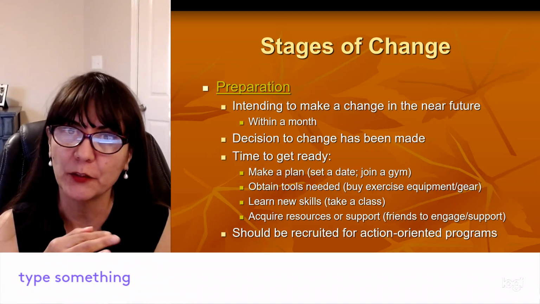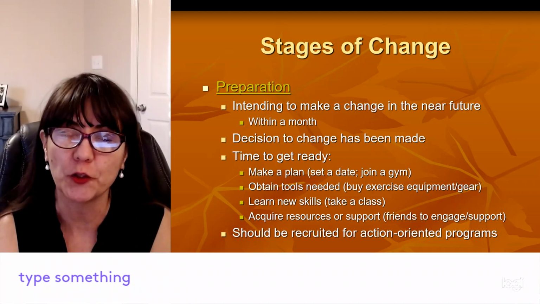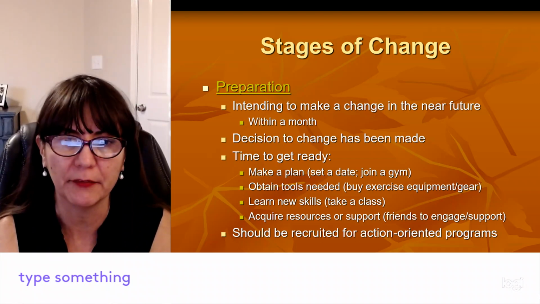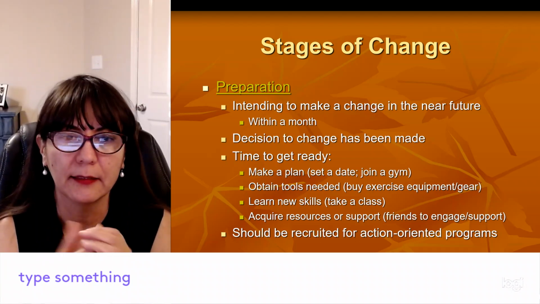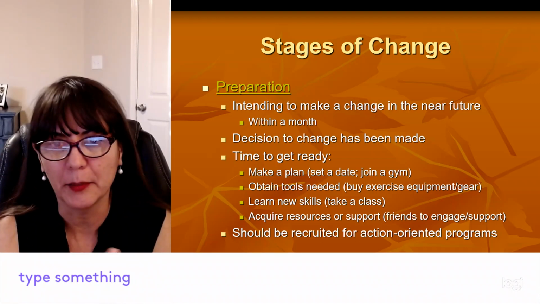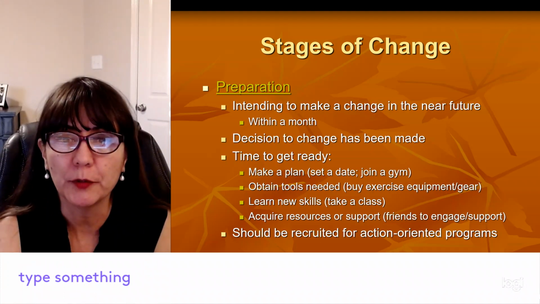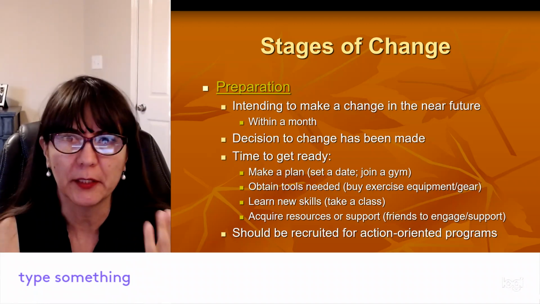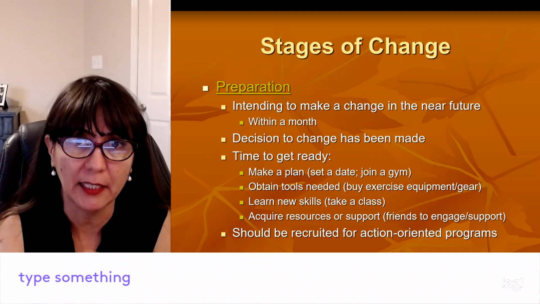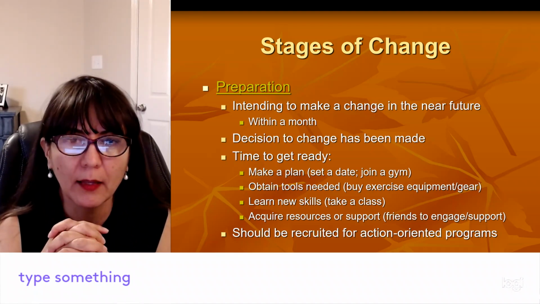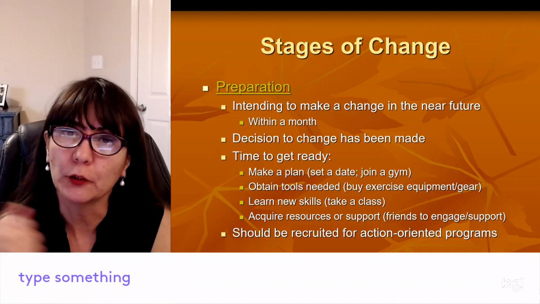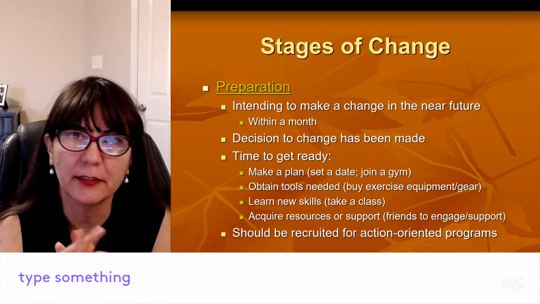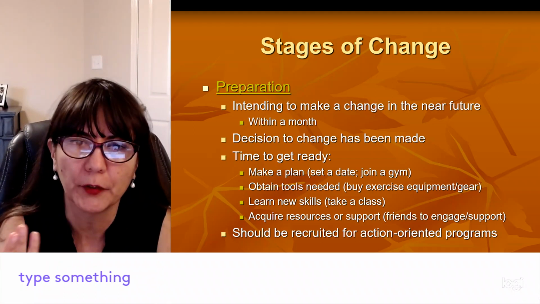So the person might set a date to start their behavior change, and then they might do something like join a gym or buy some equipment to help them engage in healthier behavior or physical activity. That's the example in this particular case. They obtain the tools needed. So again, they buy exercise equipment and gear. They might learn new skills. People might not feel comfortable or feel that it's safe to engage without someone telling them exactly what to do, so maybe they sign up for a class. And they feel like, oh, I'll get the social support from my class as well. So they try to acquire some sort of support for their behavior change.